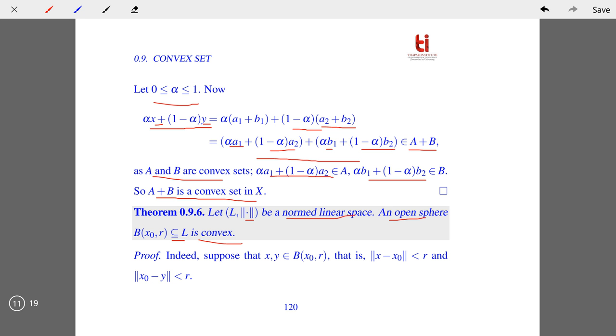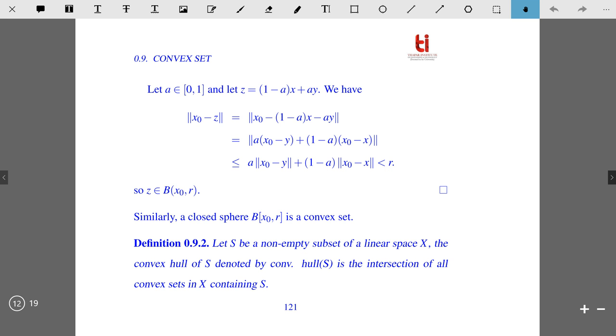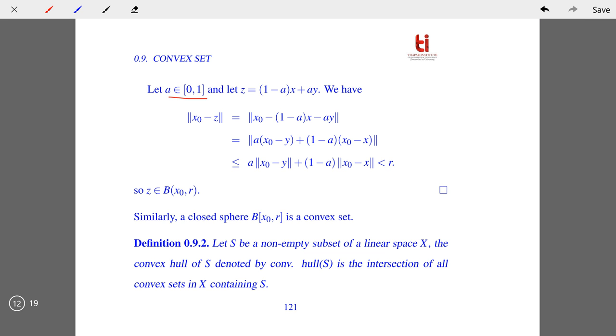is a convex set. So indeed, suppose that x and y are two arbitrary points belonging to this open sphere having center x0 and radius r, that is, the norm of x minus x0 is less than r and the norm of x0 minus y is less than r. So let a belong to [0, 1] and z is equal to (1 minus a) times x plus a times y.